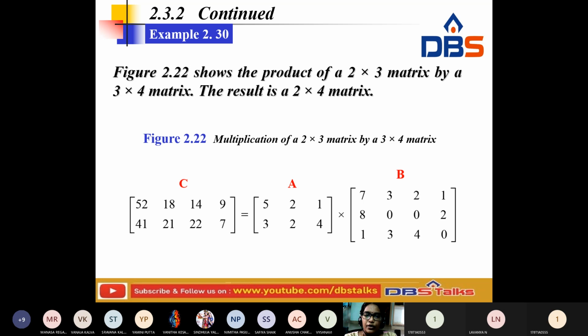Okay, this is how we are going. The A matrix is having two rows. First of all you have to mention the rows. So this is 2 and here it is having 3 columns. So the size of matrix A is 2 by 3, and the size of this matrix is 3 by 4. If we multiply a 2 by 3 and a 3 by 4 matrix, the result we will get is a 2 by 4 matrix.